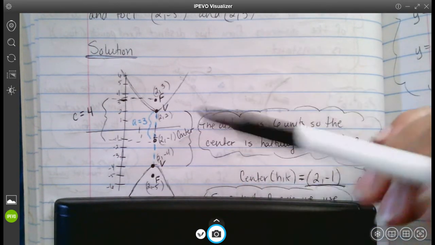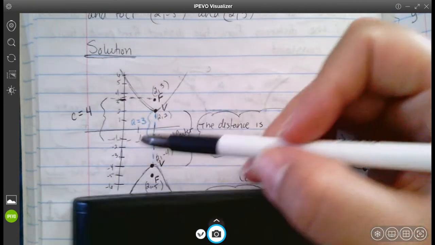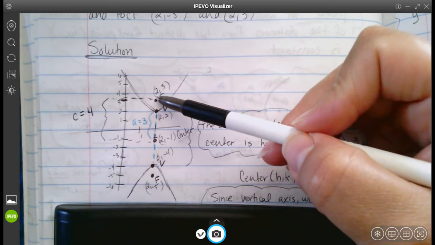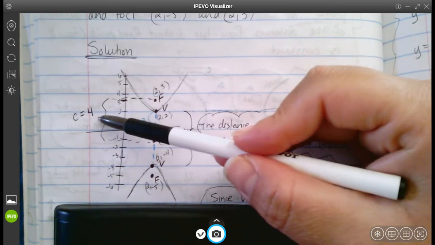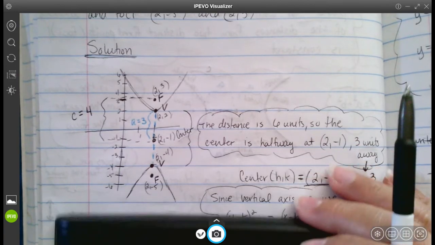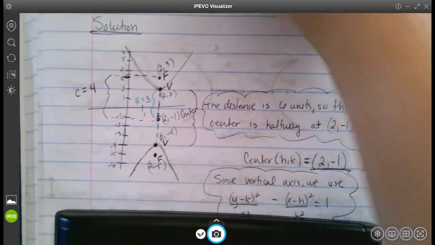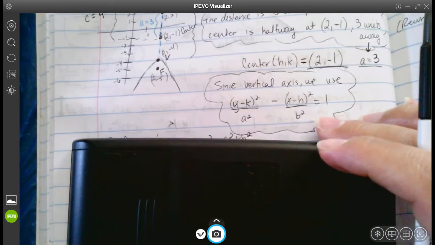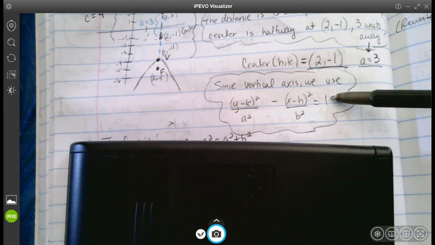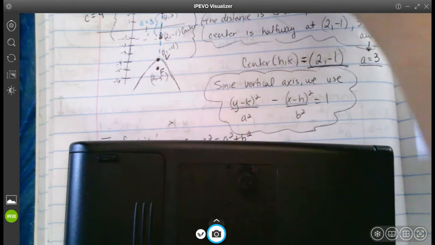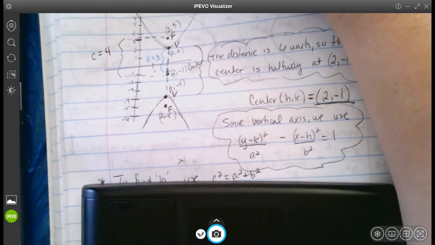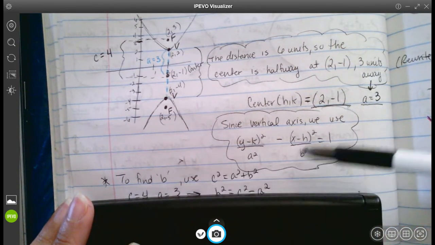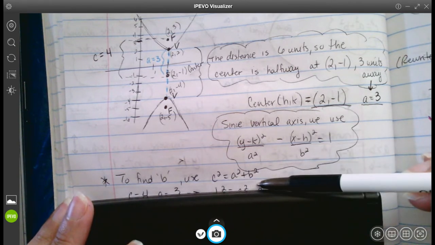I also know that my c value is the distance from the center to the focus. Since I was given the focus point, that's going to be 3 plus 1, which is 4. So c is equal to 4. And finally, since we can see that it's a vertical hyperbola, we are going to use this format of the equation where the y is first, because that's what gives us a vertical hyperbola. So all I have to do now is find b, because I do have a b squared.